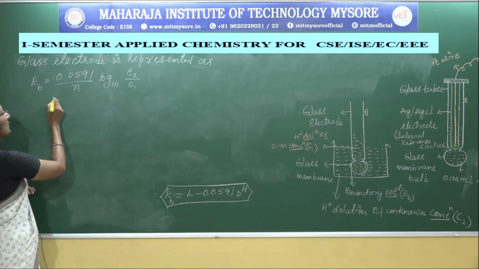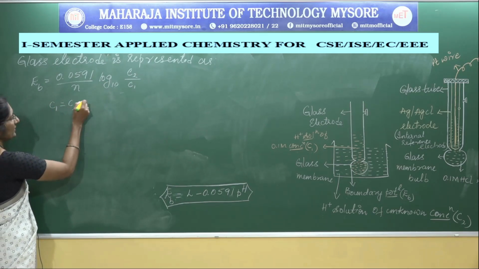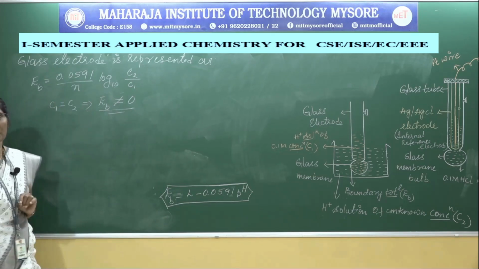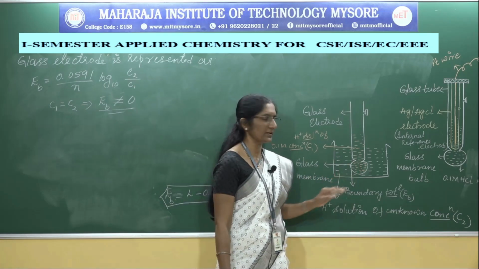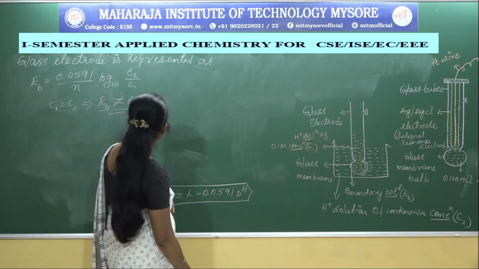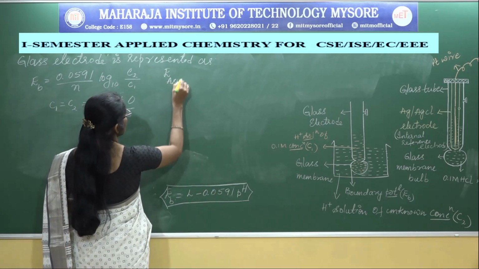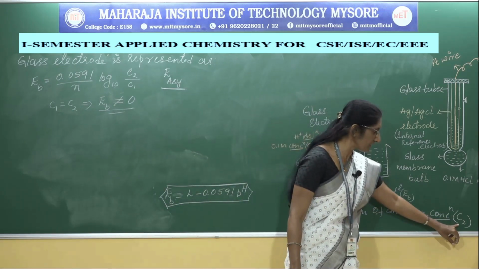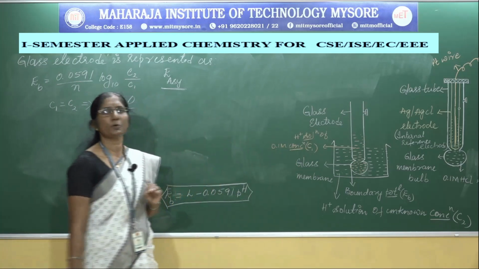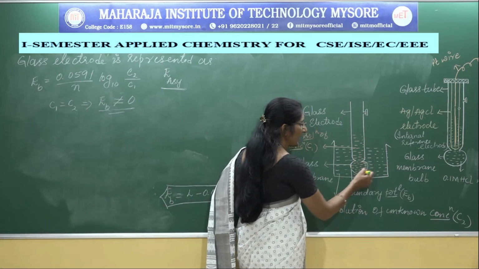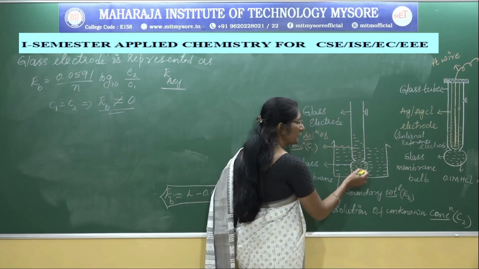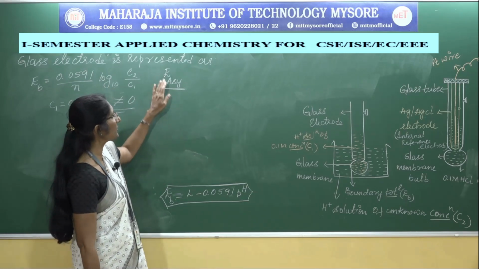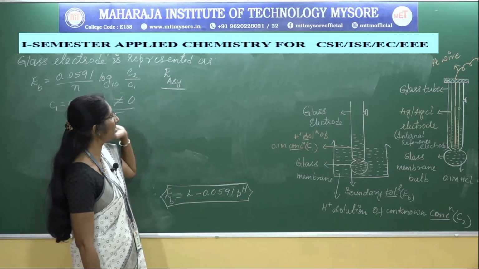That means theoretically, when the concentration of H plus ions inside and outside is equal, EB value should be 0, but practically EB is not equal to 0. That means it develops a small potential, and that potential is considered as asymmetry potential, abbreviated as EASY. What is asymmetry potential? It is a small potential developed when the concentration of C1 is equal to the concentration of C2. Why? Because the radius of curvature of this glass bulb is different inside as well as outside. So H plus ion activity is different. Due to this difference in H plus ion activity, it develops a small potential. That potential is considered as asymmetry potential.